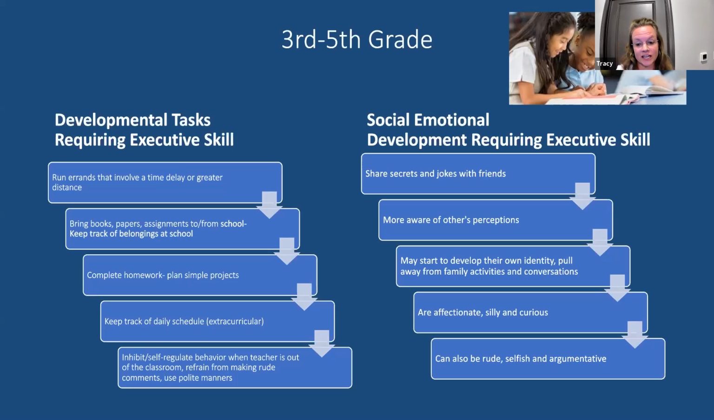And also now they're starting to self-regulate behavior on a little bit higher level. When the teacher's out of the classroom, they have to follow some other rules, refrain from making rude comments, and use more polite manners. And with social skill development, this is the age where kids start to share secrets and jokes and inside jokes with their friends, and they're more aware of others' perceptions. We'll see kids start developing their own identity and trying to pull away from some family activity or conversation. They're kind of into their own thing. They can be pretty affectionate, silly, and curious still, but you may start to see some of that rude, selfish, argumentative behavior. It's just more of that pushing boundaries, more of that trying to find their own place and help regulate themselves and who they are in this world, trying to look around and seeing where they're at.